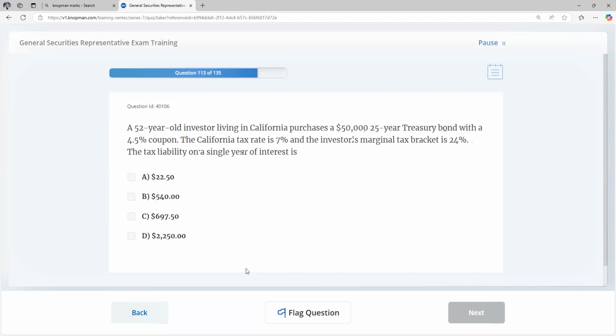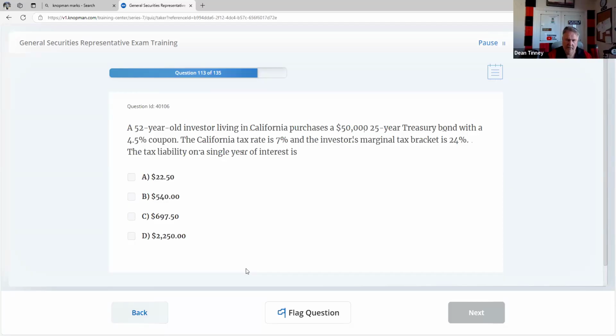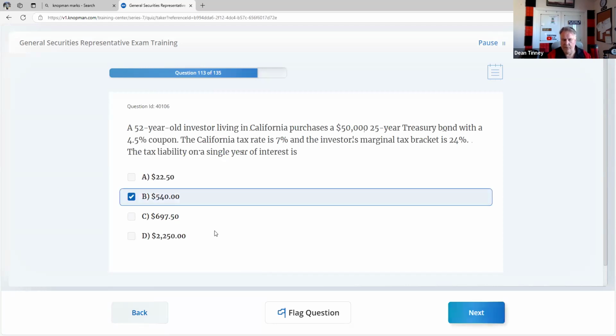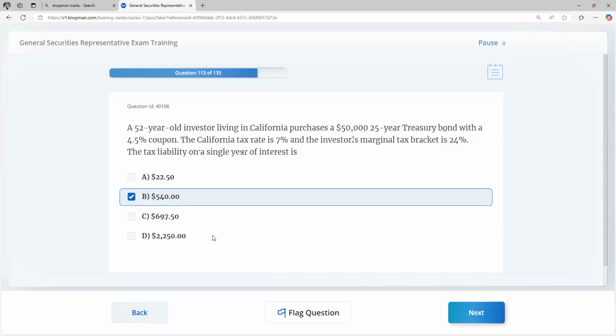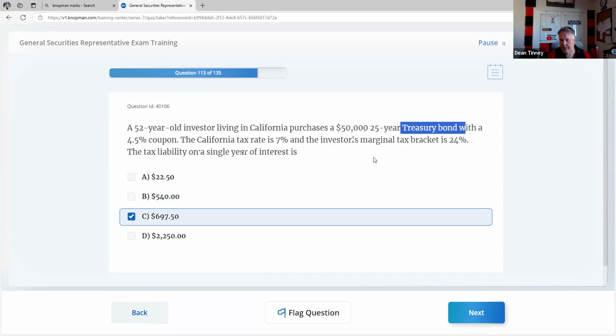So 50,000 25-year treasury bond with a 4.5 coupon. Is it 697? I'm not sure how you got 697. I got $45 per bond times 50 bonds. I got 2,250. I'm receiving interest, and then I times that by what I owe the Treasury, which is 24%. I got 540. Remember, you don't pay the California tax because it's a Treasury bond.